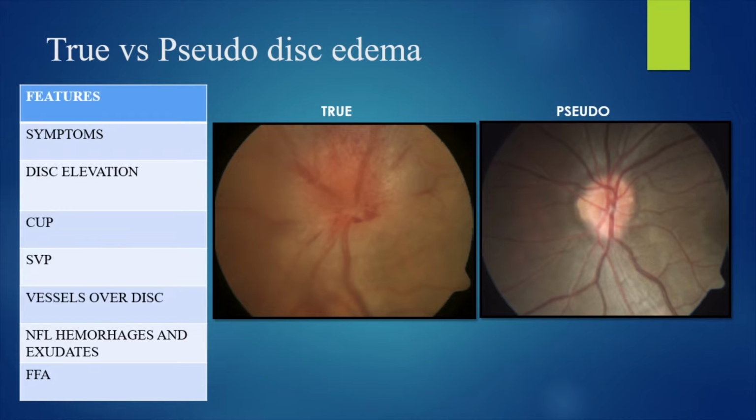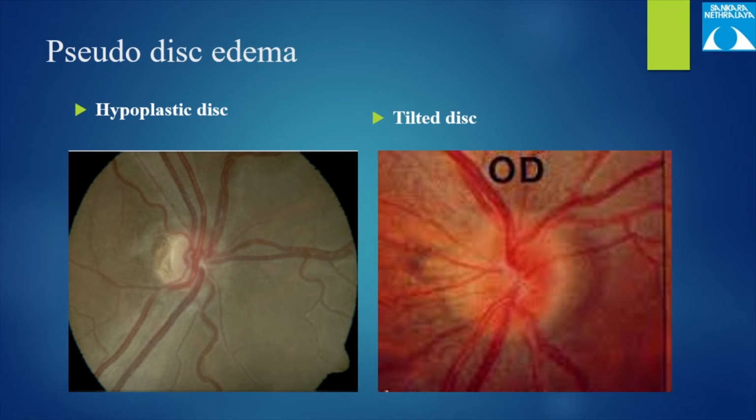Okay. Fine. These are a few other examples of pseudo disc edema. One is hypoplastic disc. Basically, hypoplastic disc means the diameter is much smaller when compared to the normal optic disc. What is the average diameter of a normal optic disc? How would you describe a normal optic disc? What are the features of an optic disc? Vertically oval, ma'am, with regular borders, regular margin, ma'am.